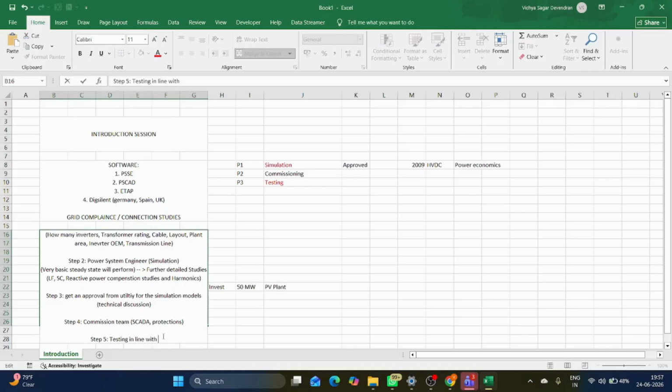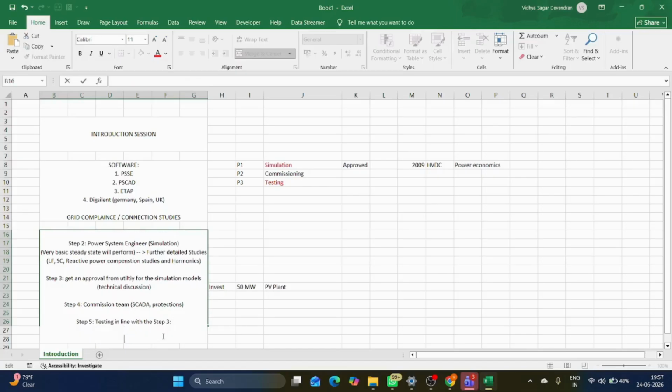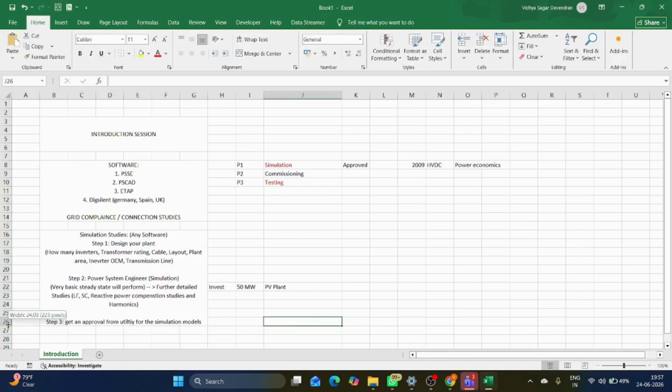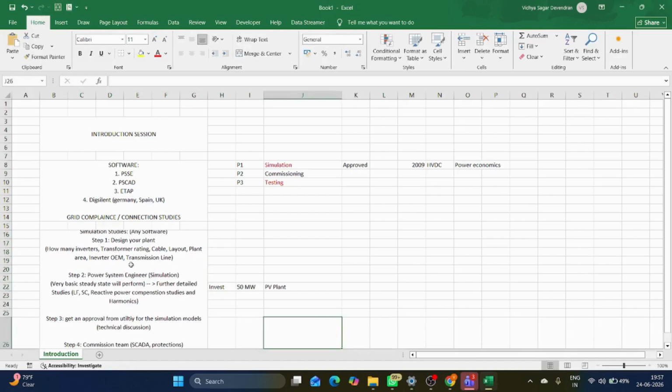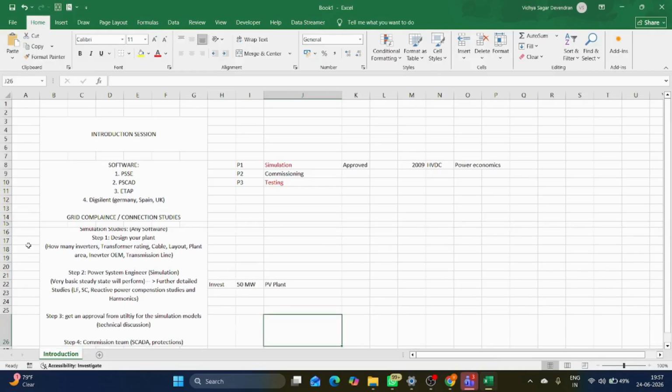in line with step three. After that, if everything goes very well, then the plant is energized. So these are the basic steps that we have. If any step is missing, then we need to jump back to the previous steps.